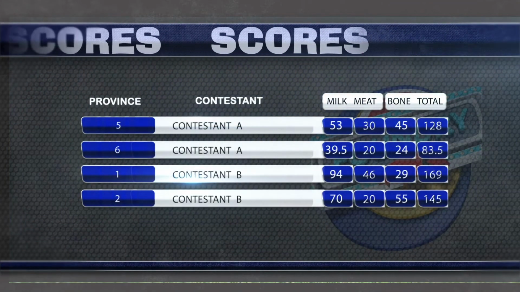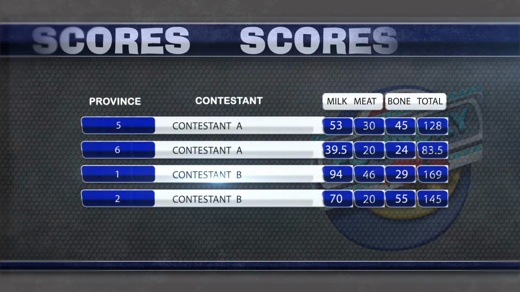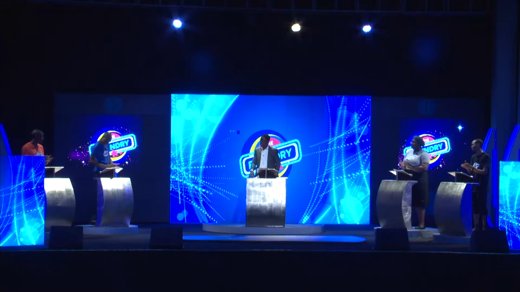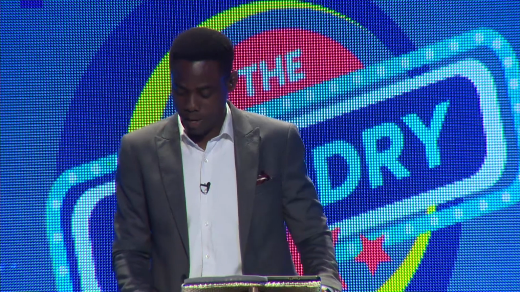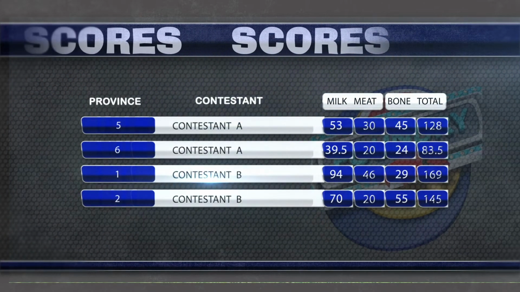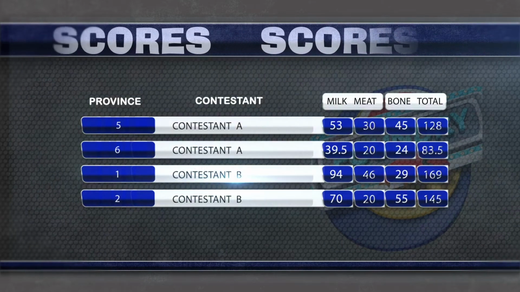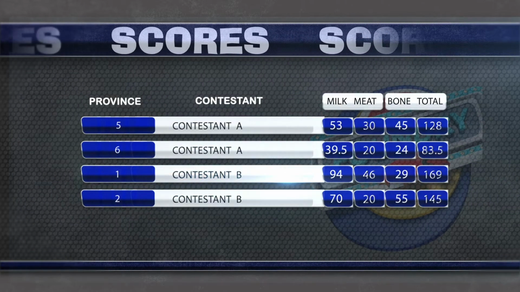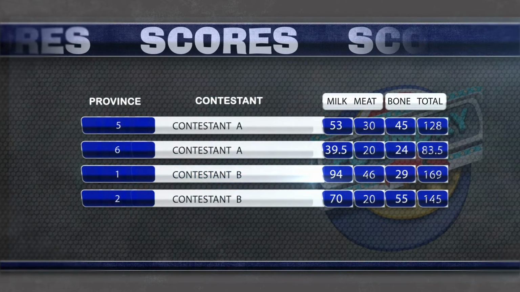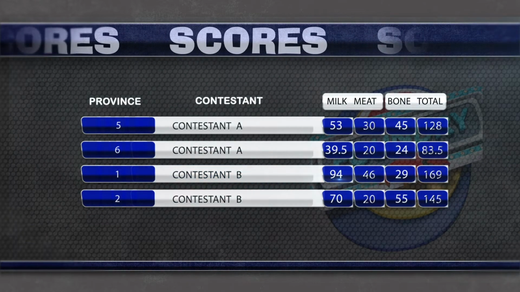Now, Youth Province 6 is going home with 83.5 points. Still keep the smile on your face. And also, Youth Province 1 is going home with 169 points. And finally, Youth Province 2 will be going home with 145 points. So our winner for this episode is Youth Province 1, contestant B, with 169 points. All right, a job well done to you guys.